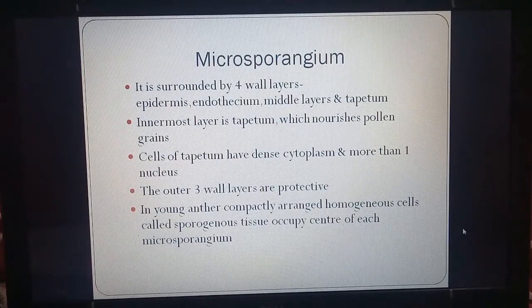Cells of tapetum have dense cytoplasm. They are rich in minerals and nutrients and have more than one nucleus. The outer three wall layers are protective in function. When the anther is young, there are compactly arranged homogeneous cells. So many cells are found in a young anther. They are the same. All the cells are the same in structure. They are called sporogenous tissue.